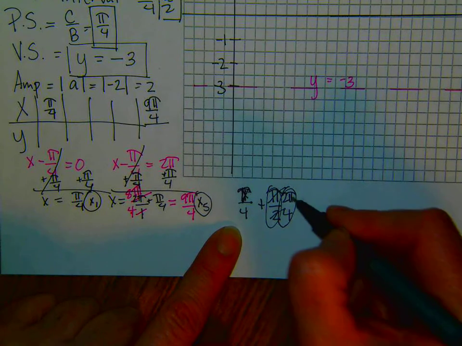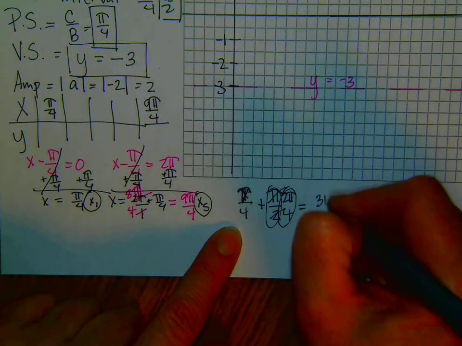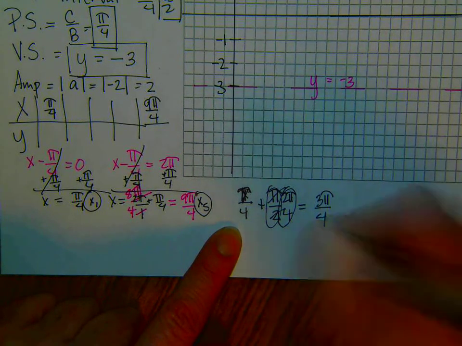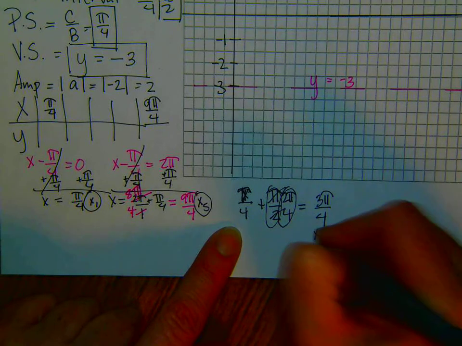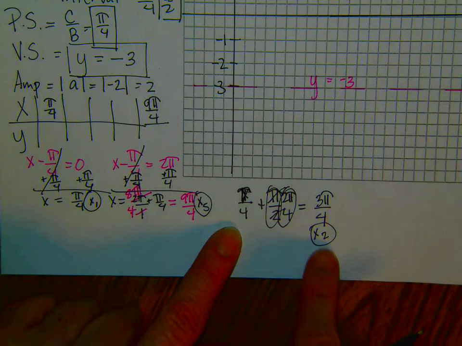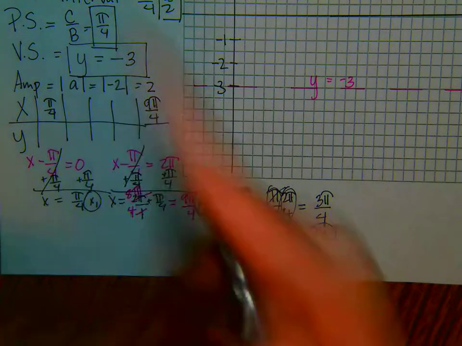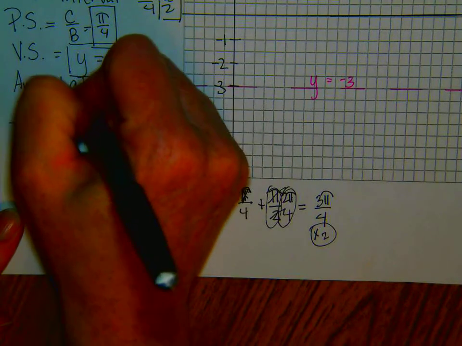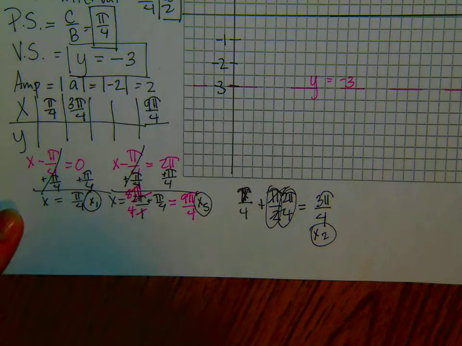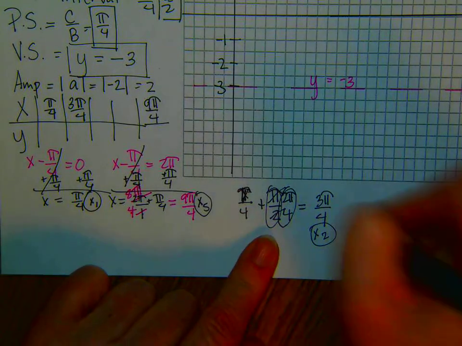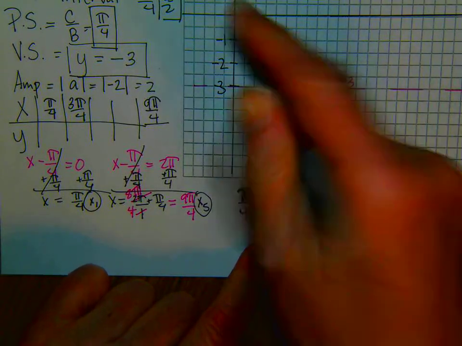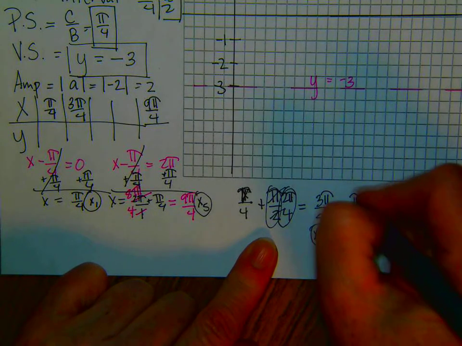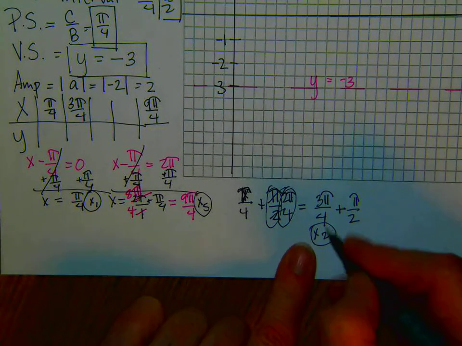1 pi plus 2 pi is 3 pi over 4. This is the x2 value. Now we're going to put the x2 value up here, 3 pi over 4. Okay, now what are we going to do now? We're going to add another interval, pi over 2, to our x2 value.